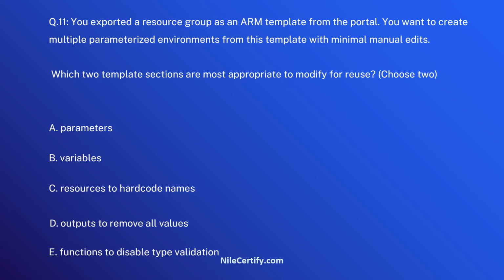So variables is correct, and option A is parameter, and you also need parameters. So parameters and variables work with each other. Parameters allow you to inject different values at deployment time, for example environment name, location, SKUs, and let you also avoid hard coding things like resource names or sizes, and support multiple environments like development, testing, production from a single template, which is very cool. So yes, A parameter, B variables, those are the two answers for this question.